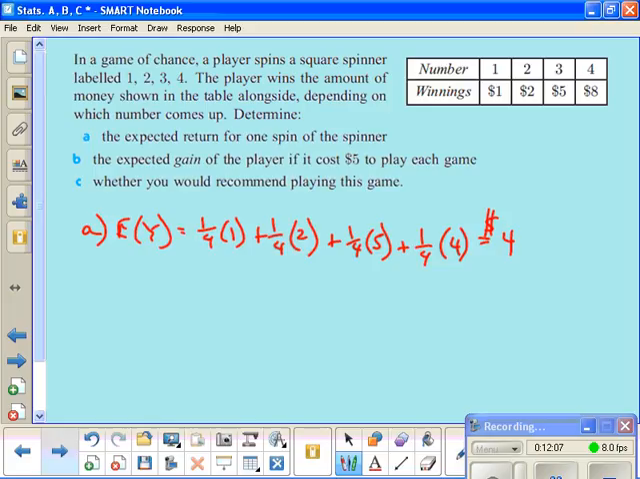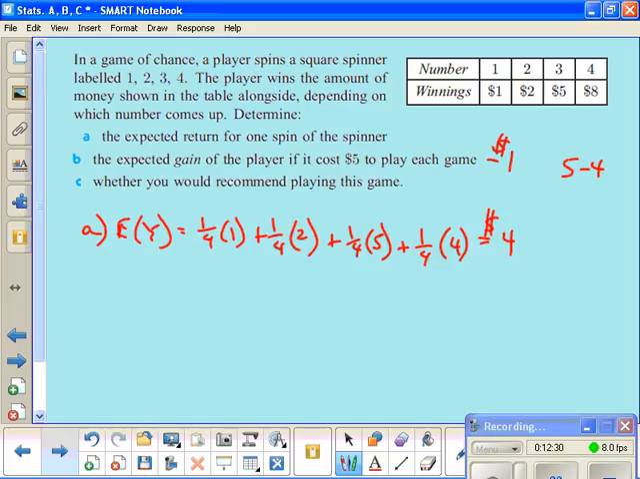Okay, so the expected gain of the player, if it costs $5 to play each game, the expected gain is -1. Because if it costs $5 to play it, 4 minus 5, the expected value minus what it costs, gives us the casino $1 every time.